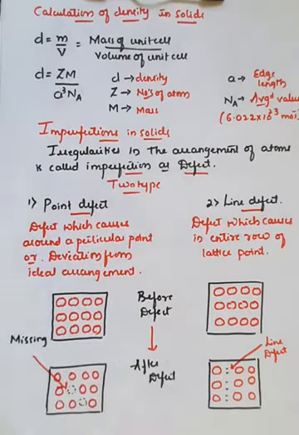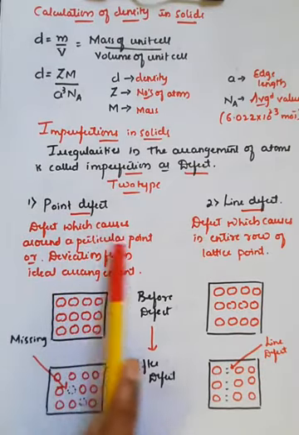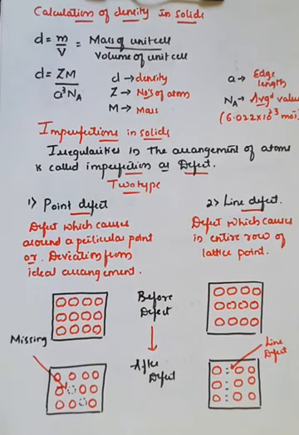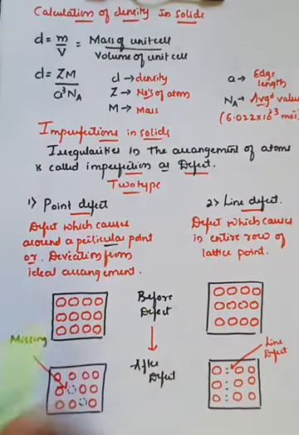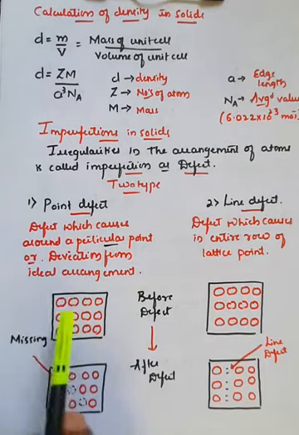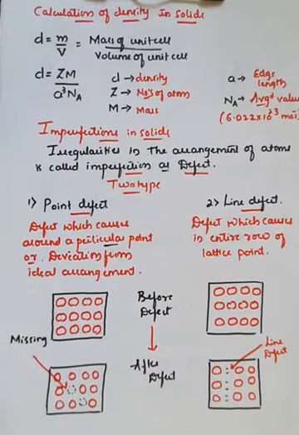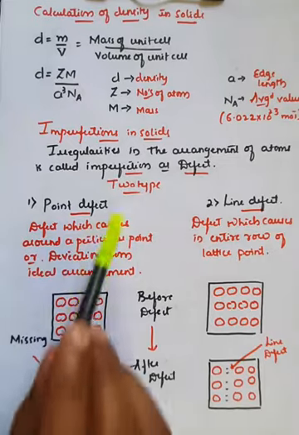So in case of point defect, what happens? The defect which causes irregularity around a particular point. At the exact position, there is a particular point or deviation from the ideal arrangement. Generally it was ideal, and before defect and after defect, there is a missing of one or two ions at a specific point or specific position, and that is generally recognized as point defect.